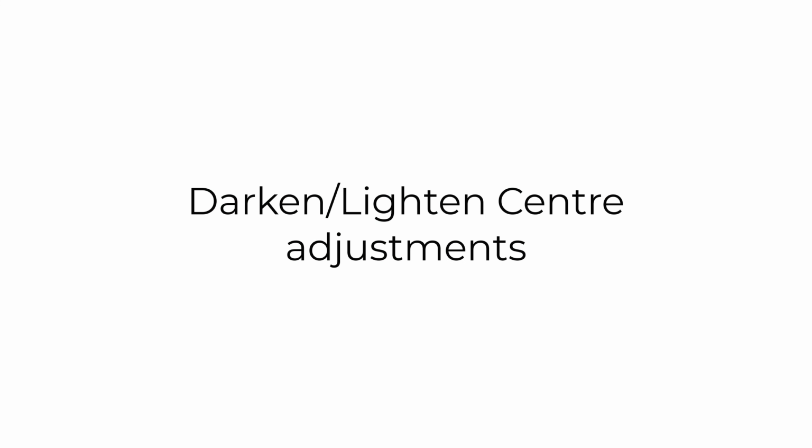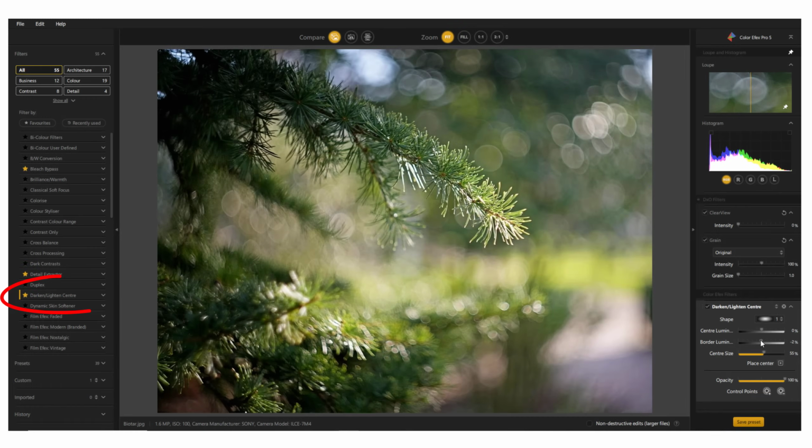I'll show you another adjustment that can work very well with swirly images, indeed with many images with a lot of interesting bokeh effects. And that's to play with the dark and light contrast using the dark and lighten center. I use this a lot on my photos.